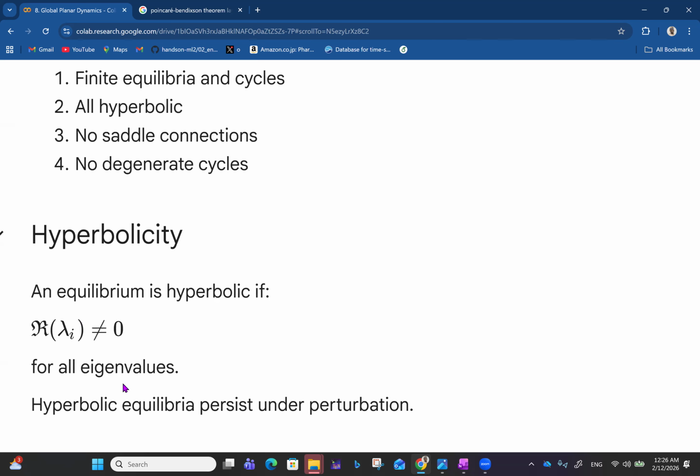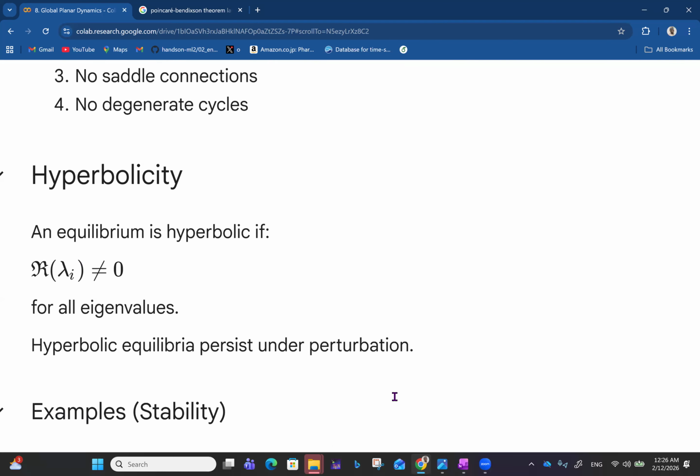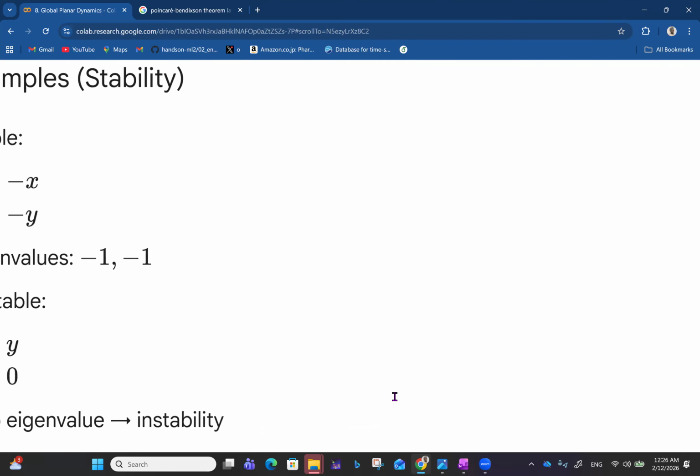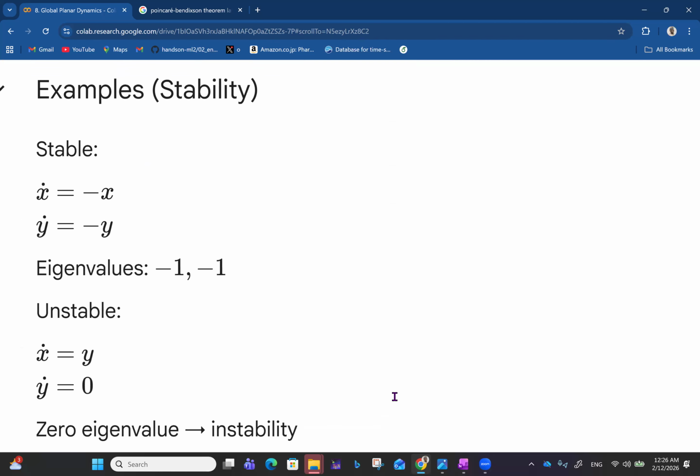So in this case, hyperbolic equilibria persist under perturbation. So an unstable system remains unstable and a stable system remains stable even under perturbation, right? So examples of stability. Now you have x dot is minus x, y dot is minus y.